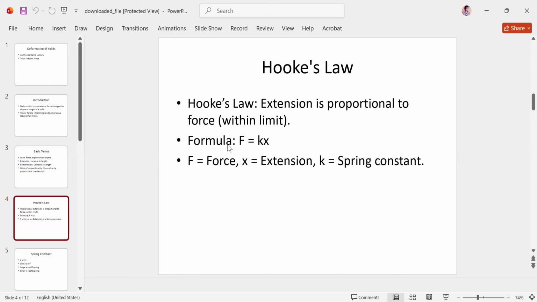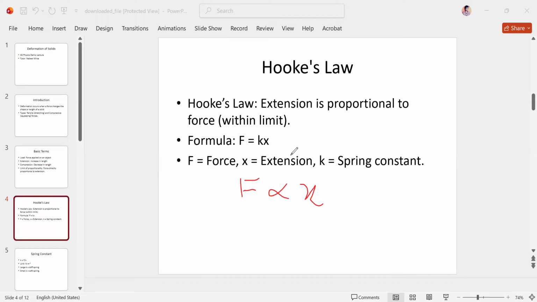So its formula is force directly proportional to x, meaning F is equal to kx. It means when we apply a force, it is directly proportional to x, where x is the extension. How much force we apply, that much it changes, similarly the change in its shape.